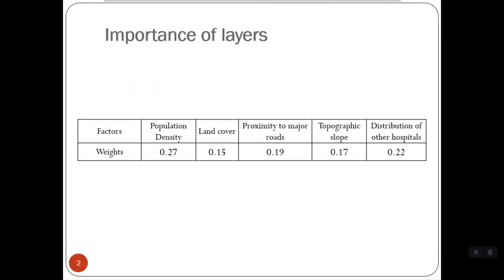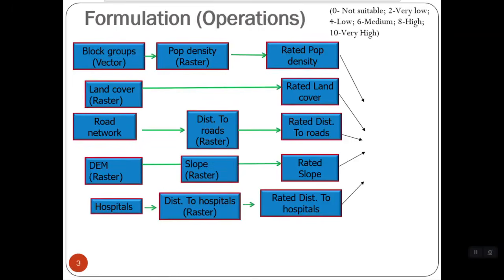Or you can obtain these weights based on the regression. So the coefficients estimation, for example, for the linear regression, so you can obtain these values as the weights in your analysis. Here is the flow chart that shows the steps that we would like to take. First of all, from block groups that we have downloaded, we need to have population density, right? Which is population divided by area, but it's in the vector format. It's in the polygon format. But we need to convert this to raster. As I mentioned, everything has to be in the raster format.